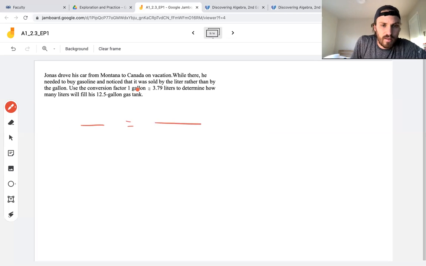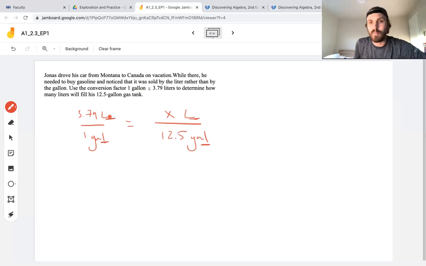Okay, so let's see here. We want to have 1 gallon, which is 3.79 liters, right? And over here, we want to know how many liters will fill his 12.5 gallon tank. So make sure that you've got your units matching: gallons matching gallons, and liters matching liters.